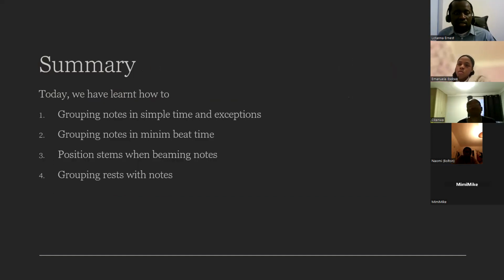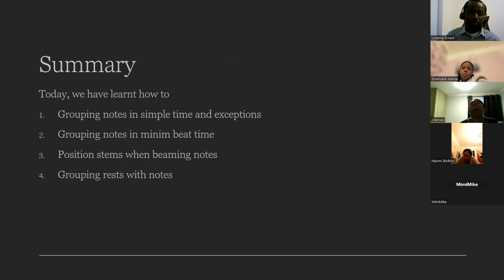And that brings us to the end of today's lesson. Grouping of notes is a bit tricky and a bit technical, so you need to really practice and practice and practice to get used to it. So today we've talked about grouping notes in simple times. We've looked at exceptions, and we've also looked at grouping notes in compound time. We also looked at positioning stems when beaming notes and grouping rests with notes.